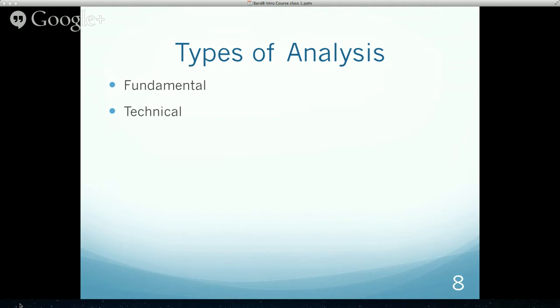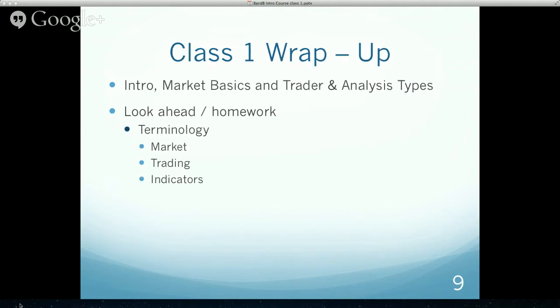So we'll get into that in a lot of detail in the next class. All right, everyone, today we did an intro of ourselves and the class. We talked about market basics, what markets are out there, some of the indexes and ETFs of those markets, when they're open, etc. We talked about the cycles of the market, the trends of the market, the traders that are out there, and the analysis that's out there.